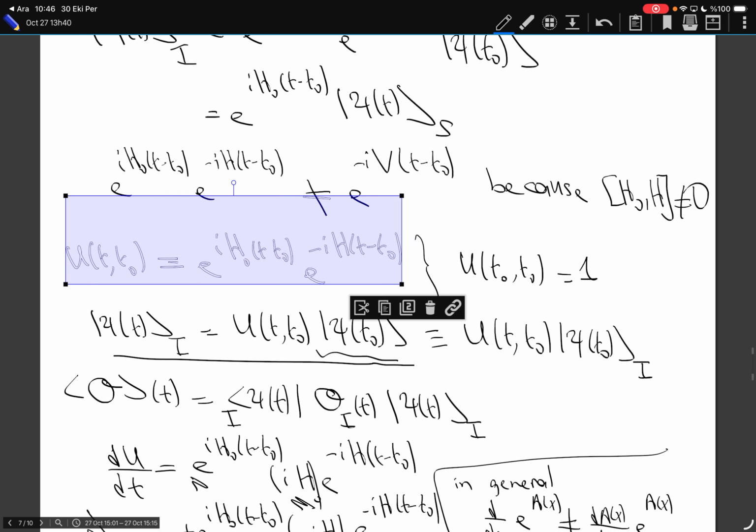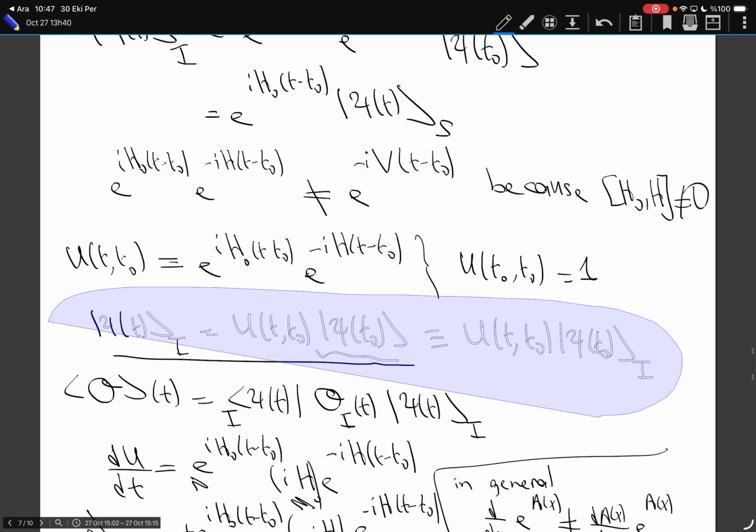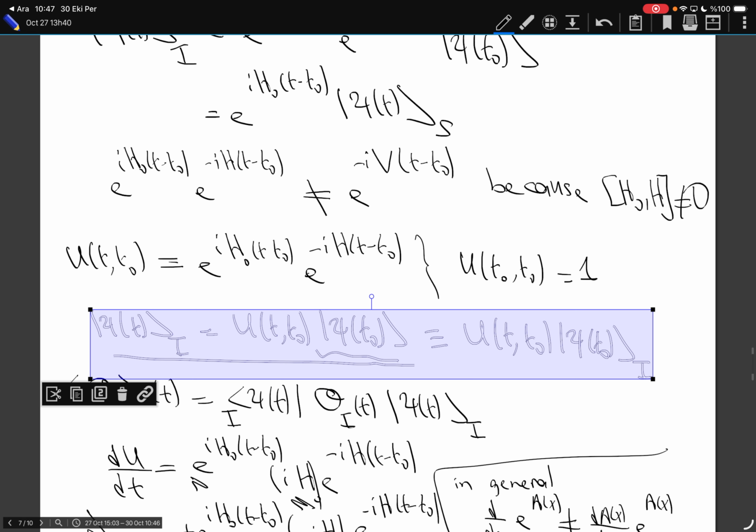You say H in the Schrodinger picture gives us the full time evolution of the state. Some of that time evolution is due to H0, and we essentially subtract that, cancel that. You say this factor cancels the evolution due to H0 only. So the time evolution of the state in the interaction picture is given by this equation here, where U is our evolution operator in the interaction picture.